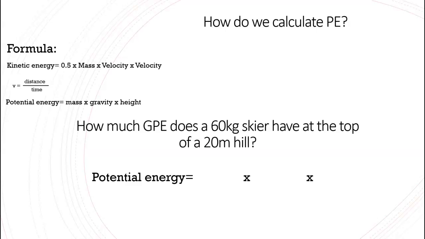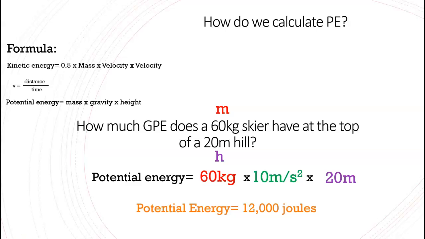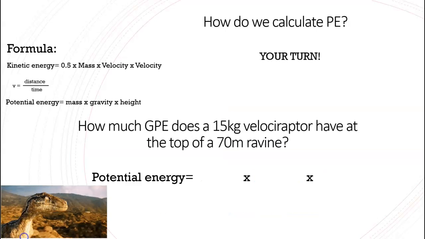Let's go back to a skier. How much gravitational potential energy does a 60 kilogram skier have at the top of a 20-meter hill? So we've got our mass, 60 kilograms, put that in the beginning. We've got our height of 20 meters. And then we've got 10 meters per second squared for gravity. So if we multiply those things all out, you should get a potential energy of 12,000 joules.